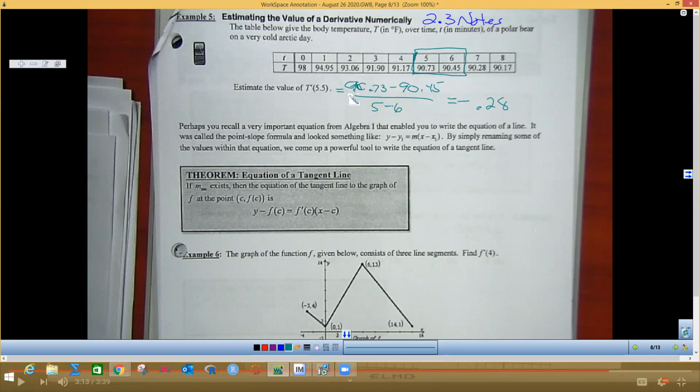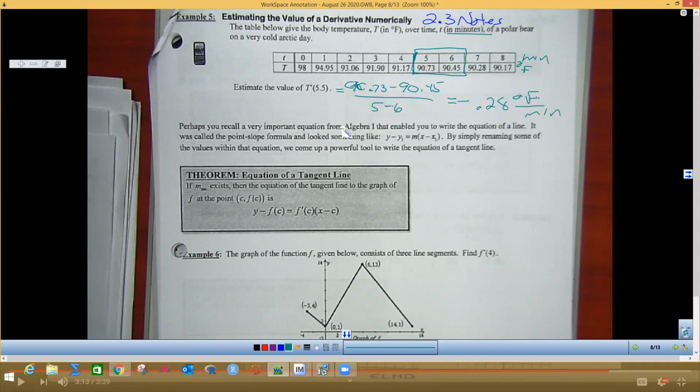Now this doesn't say, but you're usually supposed to put down what this measurement is. Well, this is time in minutes, if you look up here, and this is degrees Fahrenheit right here. So what this means is at the time 5.5 minutes, the temperature is changing at a rate of negative 0.28 degrees Fahrenheit per minute.